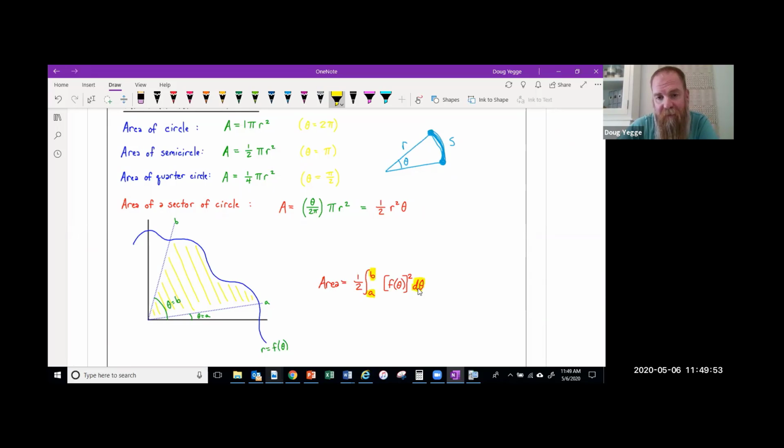Well, that takes care of the fact that that's my change in the angle. So all that's left is to integrate 1/2 r squared. But r is the function. So all I'm doing is taking the area to be 1/2 the integral from theta A to theta B of the function squared d theta. Everybody cool with that?